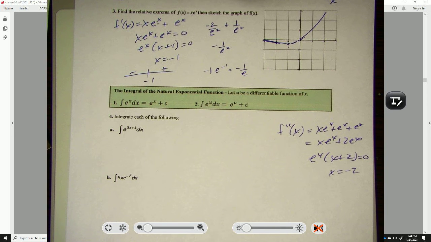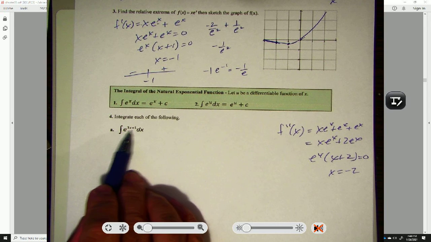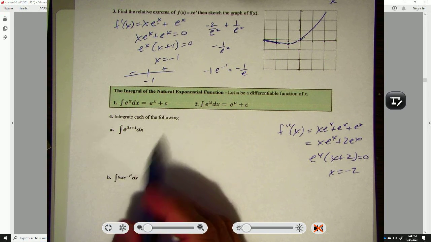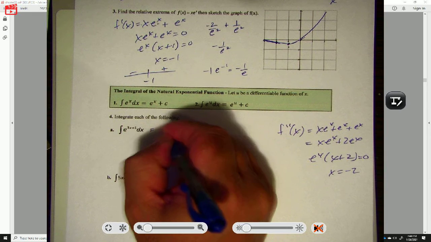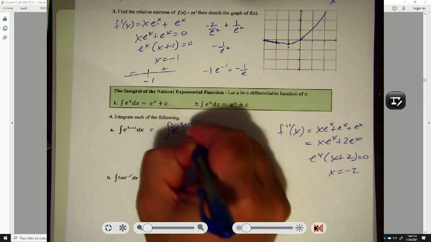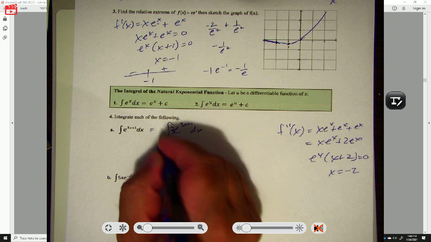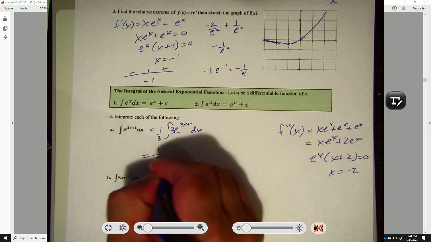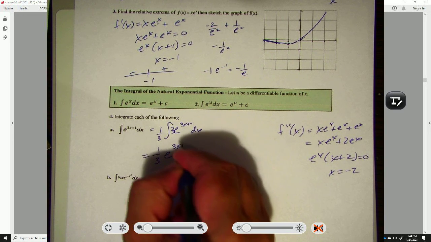Okay, and then this moves on to integration. Okay, so the only thing missing here is you need the derivative of the exponent, which is 3. So you're going to put the 3 in there, 3e to the 3x plus 1 dx. Compensate for that 3 by putting the third out here. So that just becomes 1/3 e to the 3x plus 1 plus a constant.